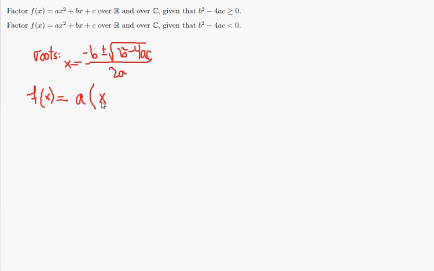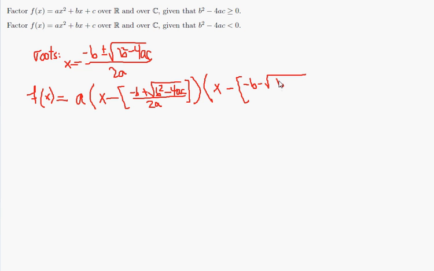Then we'd have x minus the first root, negative b plus square root of b squared minus 4ac, all divided by 2a. Then this gets multiplied by x minus the other root, which is negative b minus square root of b squared minus 4ac over 2a.